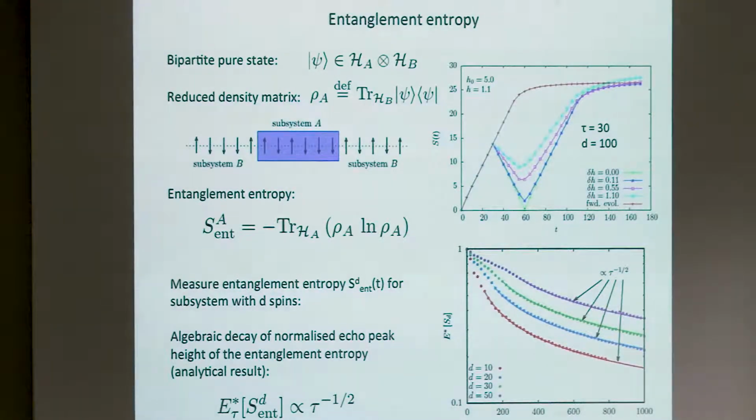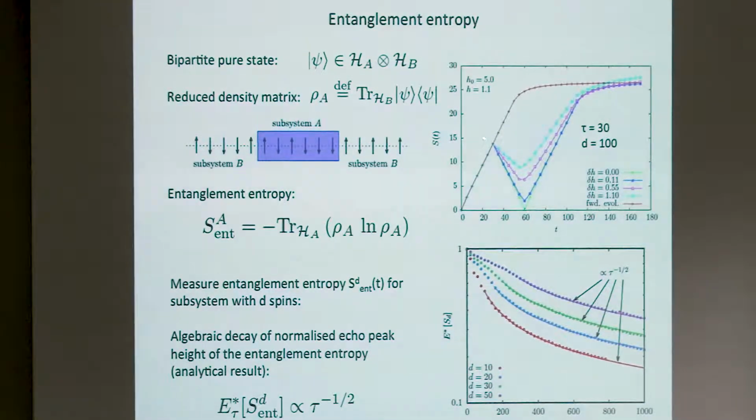Then we also looked at the entanglement entropy. So we are looking at the reduced density matrix of some subsystem and calculate the von Neumann entropy. Now it is known that for such non-equilibrium time evolution after a quench, the entanglement entropy grows linearly with time. This is what you see here.